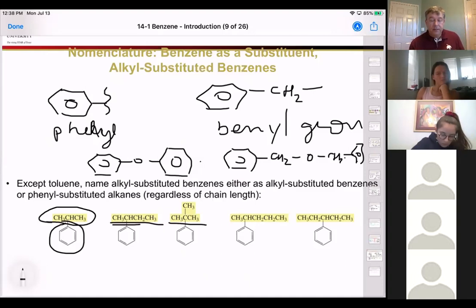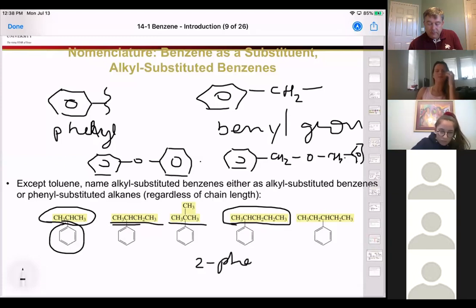Now, once we get up to things like this right here, this is a chain of 5, so that makes it a larger chain. And so we actually are using the phenyl group as a substituent. We're going to call this 2-phenylpentane.